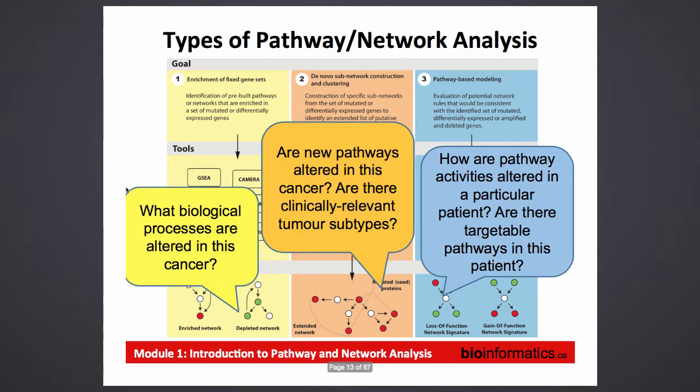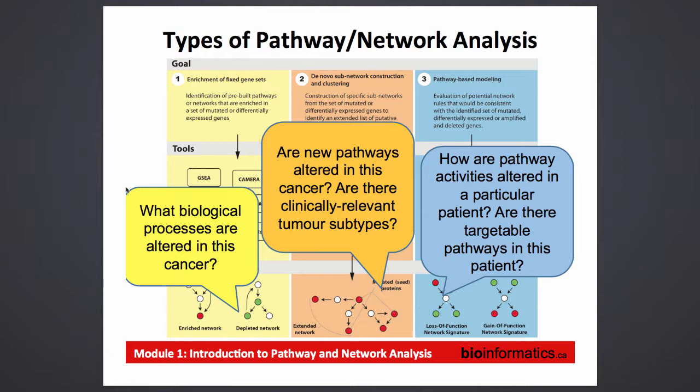So I've been looking a lot into cancer genomics, and perhaps an explanation of when you analyze cancer genomes, then these different types of analysis try to answer the following questions. So the first analysis of fixed gene set enrichment tries to tell you what types of biological processes are represented or enriched or altered in this particular cancer type. And the second type of analysis tries to figure out whether there are new pathways or new associations that are relevant to this particular cancer, and maybe there are some clinical subtypes where different pathways are activated or inhibited.